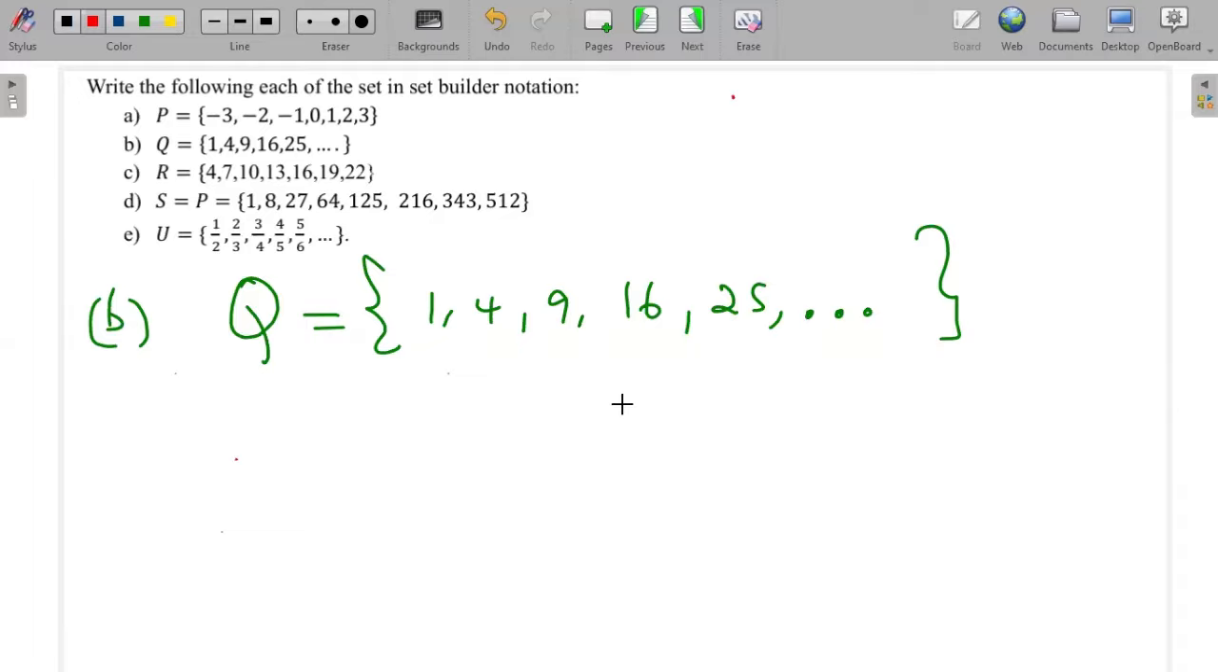What pattern can we see in these numbers that are here? Has anyone noticed a pattern for these numbers? A set of cubes. It's a set of cubes. A set of what?